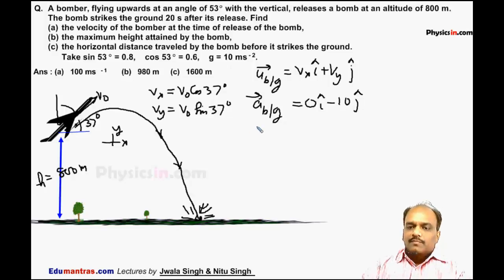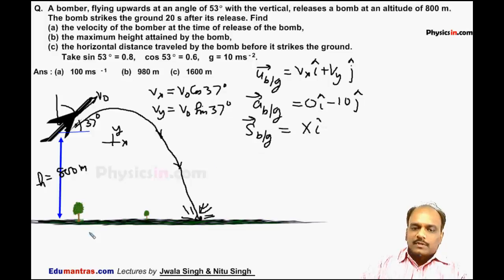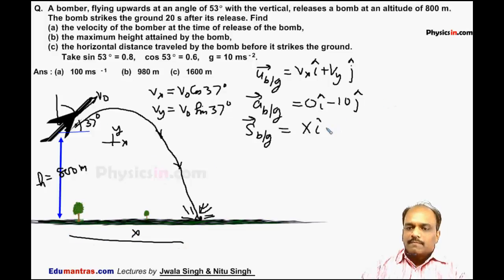The displacement of the bomb with respect to ground can be written as: the horizontal displacement is x i cap. Let this be x and let this be y. Y is minus 800 meter along j cap. Now we know the vertical displacement, and the time of flight of this bomb is also given, that is 20 seconds.